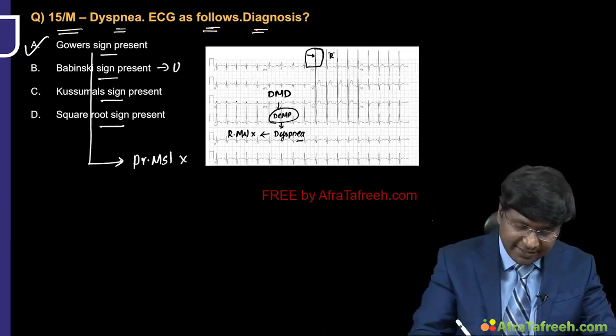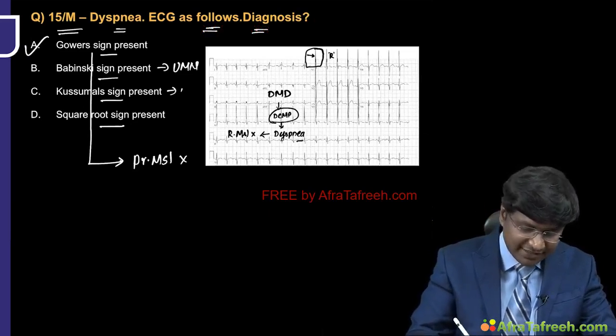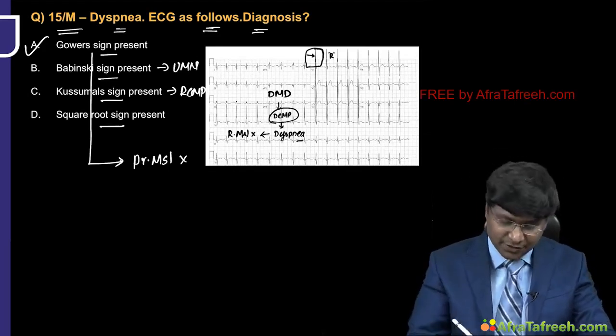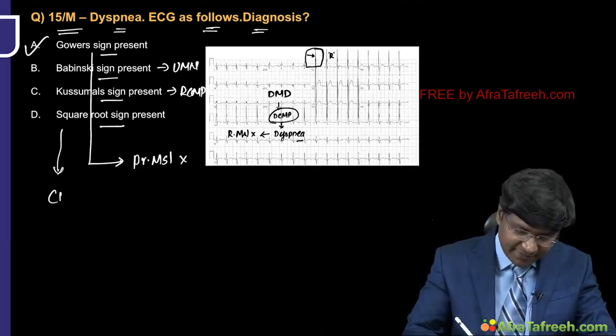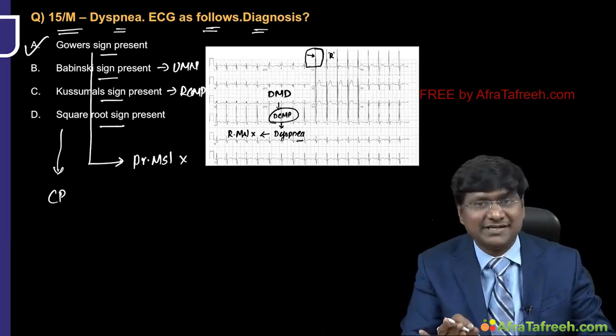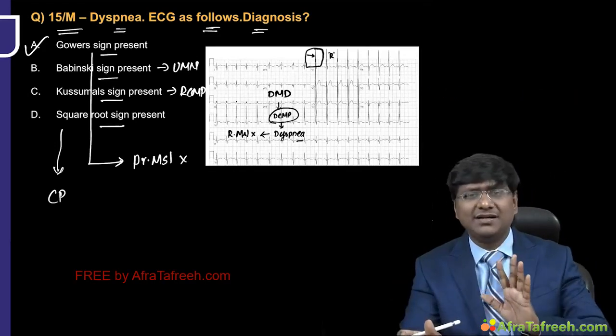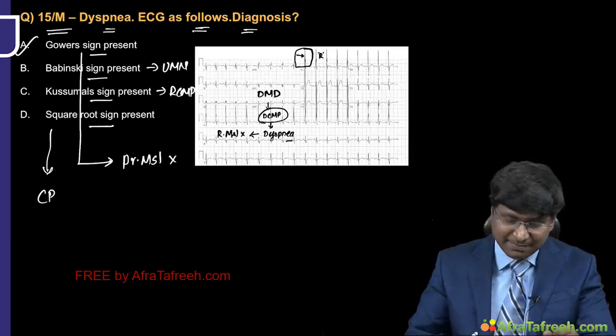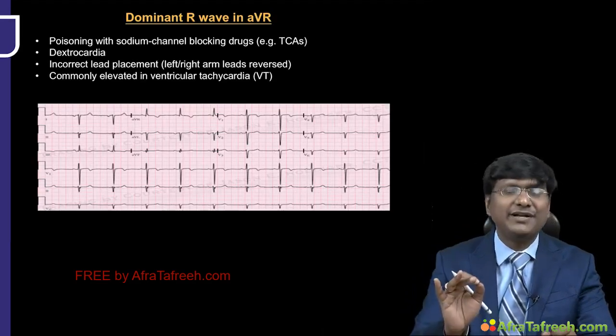Babinski sign, you will have that in patients with upper motor neuron lesion. Kussmaul sign, you have that in patients with restrictive cardiomyopathy, constrictive pericarditis and right heart failure. Square root sign, you have that in patients with constrictive pericarditis. Okay, so this is another condition where you will have a presence of dominant R wave in V1. So this completes the discussion of dominant R wave in V1.